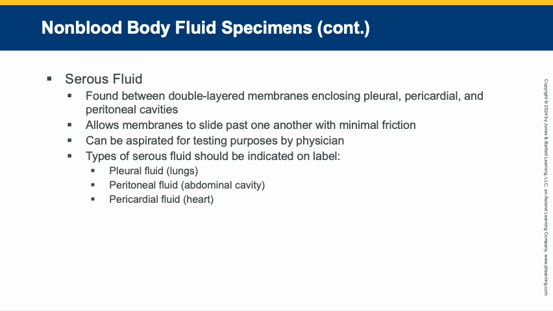You need to know, if it says one of these fluids, what body part this came with. So pleural fluid is in the lungs. Peritoneal fluid is in the abdominal cavity. And then pericardial fluid is in the heart, or the area around the heart.